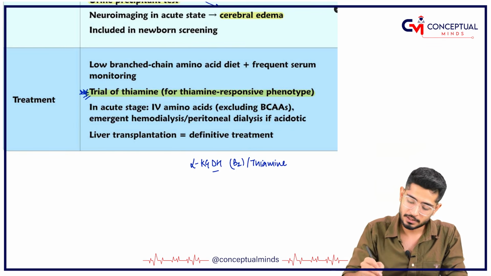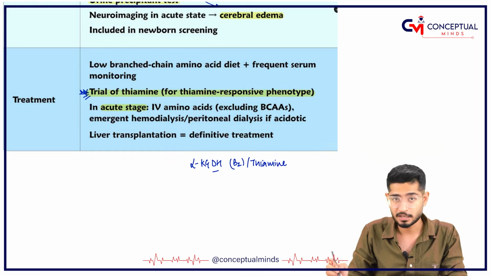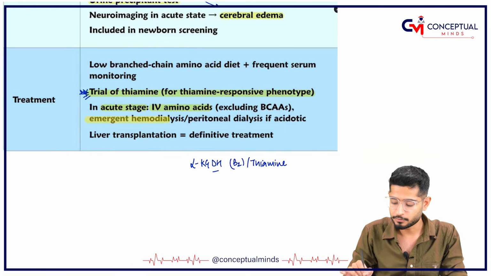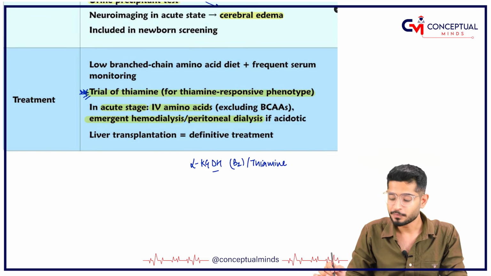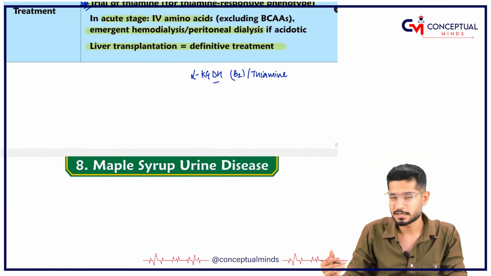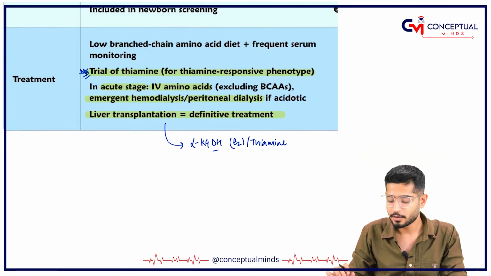And naturally in the acute stage, to manage the acute stress, you are going to give IV amino acids, and in order to remove the load of leucine, isoleucine and everything, we have to do emergent hemodialysis or peritoneal dialysis. And liver transplantation is actually the definitive treatment, because all these enzymes like alpha-ketoacid dehydrogenase are present in the liver itself.